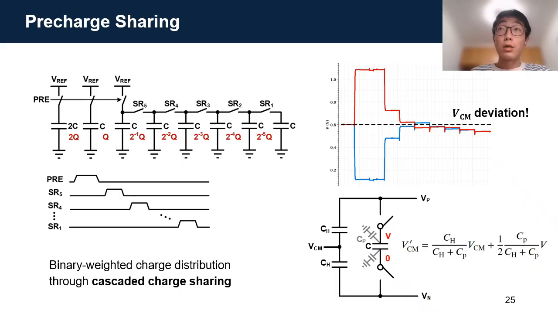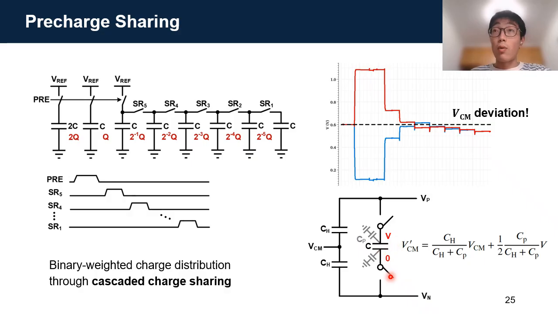In the pre-charge sharing circuit, the binary weighted charge distribution is achieved by cascaded charge sharing, as the bottom plate is always connected to the ground. However, when the capacitors are connected during data conversion, a deviation in the common mode voltage can occur, and this may introduce error. This deviation is due to the parasitic effect.